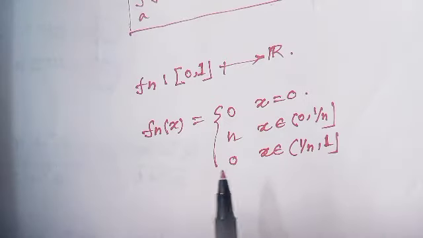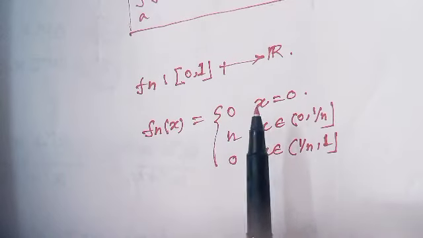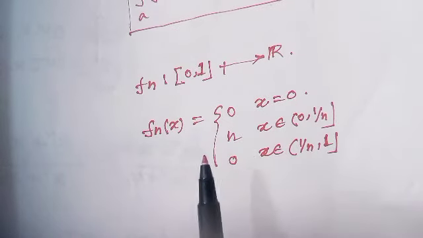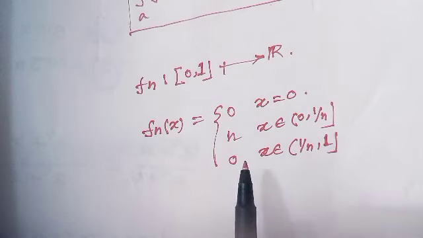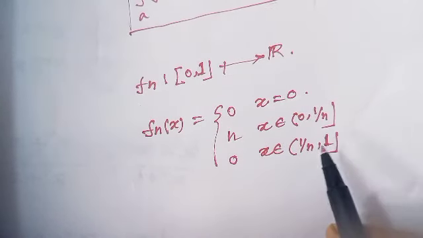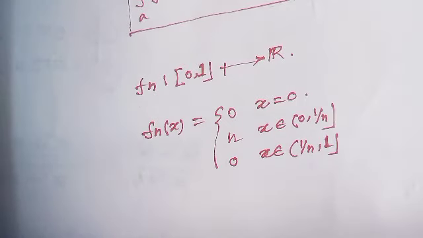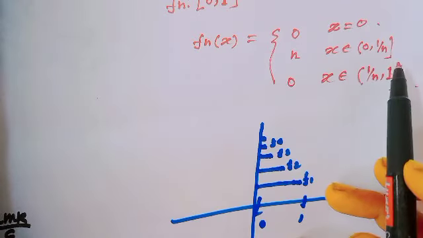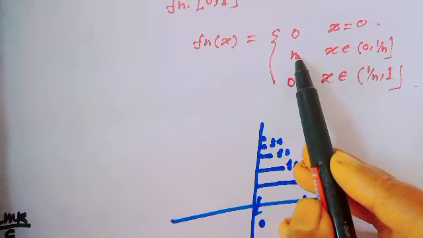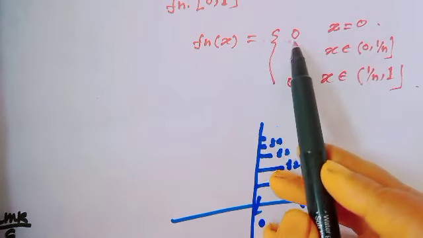Now I will see one example. The sequence of functions defined from the closed interval 0, 1 to R such that fn(x) equals 0 when x equals 0, fn(x) equals n when x belongs to (0, 1 over n], and 0 when x belongs to (1 over n, 1]. First notice what is f1. When n equals 1, the value of the function is 1, and at the point x equals 0, the value of the function is 0.